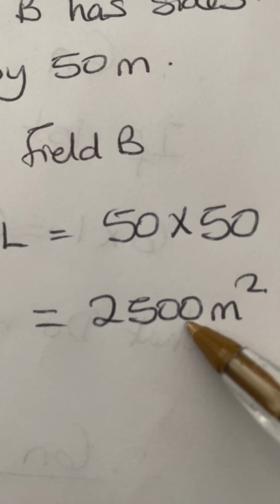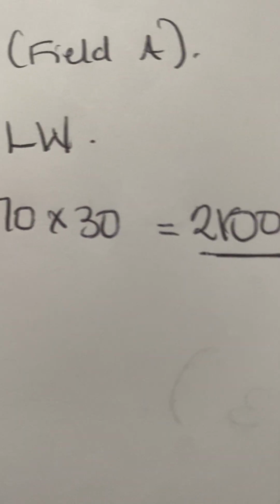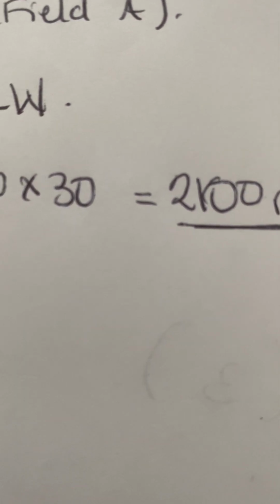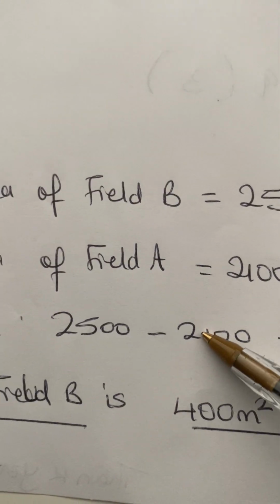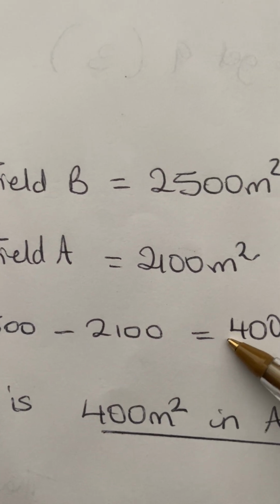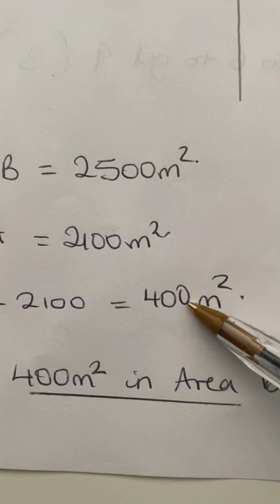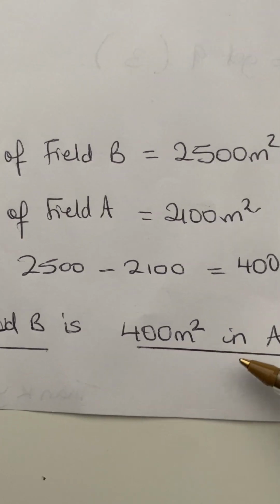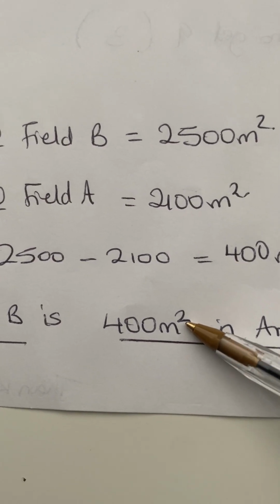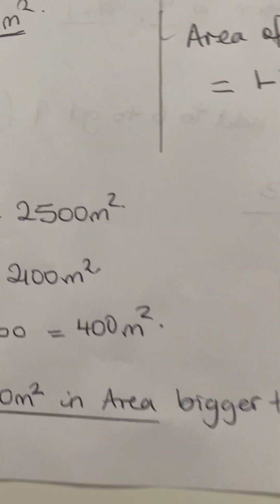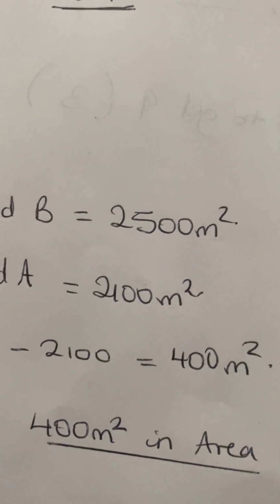Field B is 2500 meters squared. Field A is 2100 meters squared. So when you subtract here, you have 2500 minus 2100, which will give you 400 meters squared. So field B is bigger, 400 meters squared, than field A. So that will be our answer.